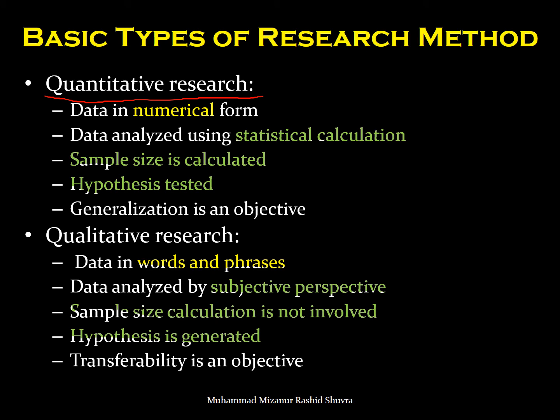When we say hypothesis is tested in quantitative research, and hypothesis is generated in qualitative research, what does that mean? First of all, you've got to understand what the word hypothesis means. It's not a difficult word to understand. We probably know what hypothesis means. It's a presumable answer to a question that we have in mind. So we kind of guess the answer. We have an answer in our mind, and that's the hypothesis.